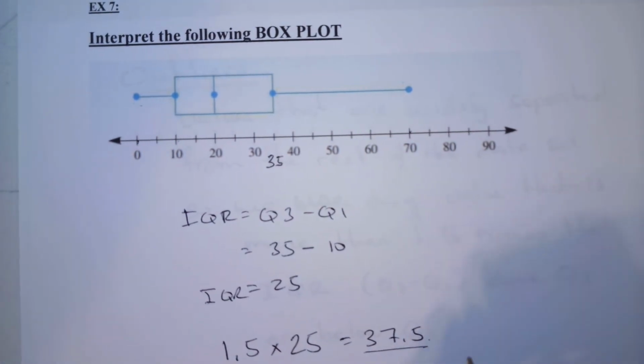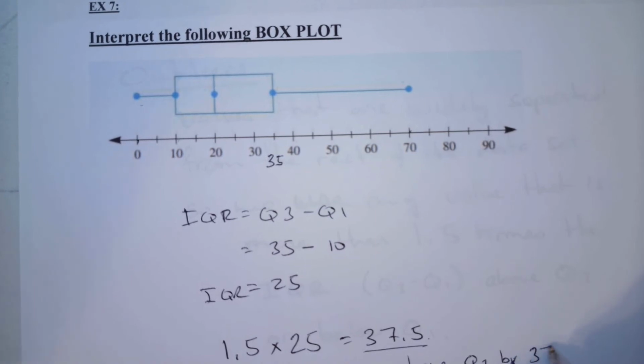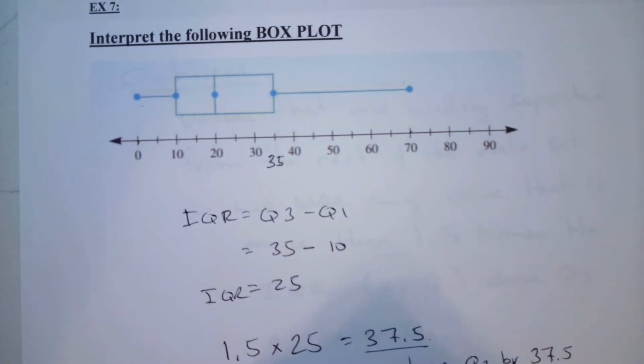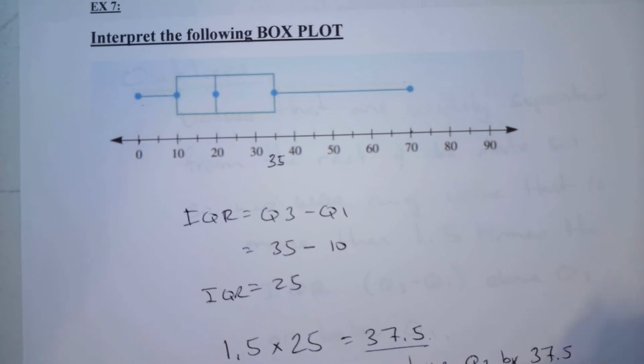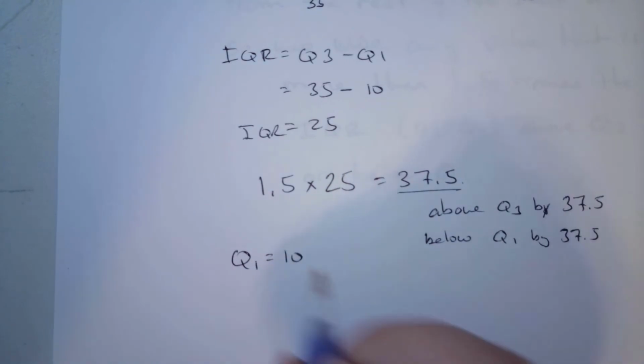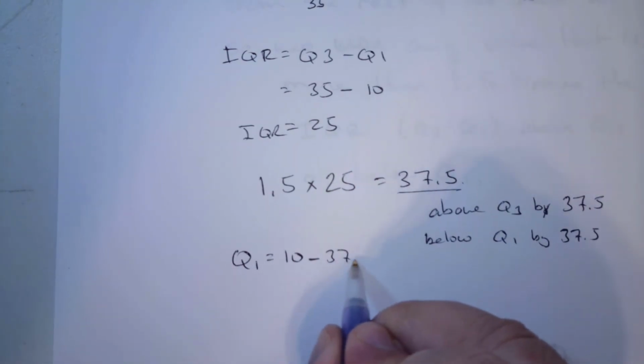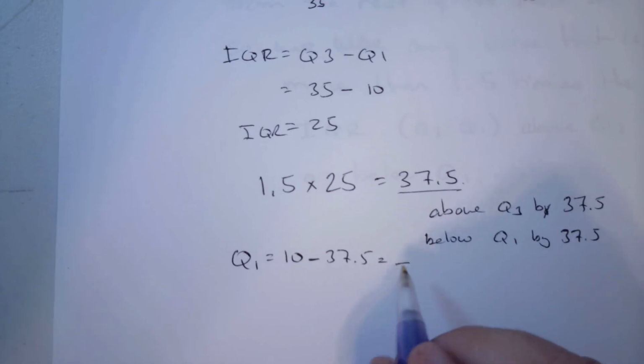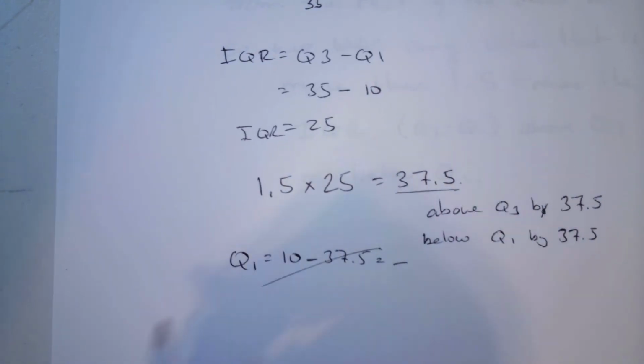So any number above Q3 by 37.5 or below Q1 by 37.5. So let's see what that means. Because we know Q1 is 10. 10 minus 37.5 is a negative number. So 0 is as far as you can go, so that doesn't work. There's no lower end. How about Q3?